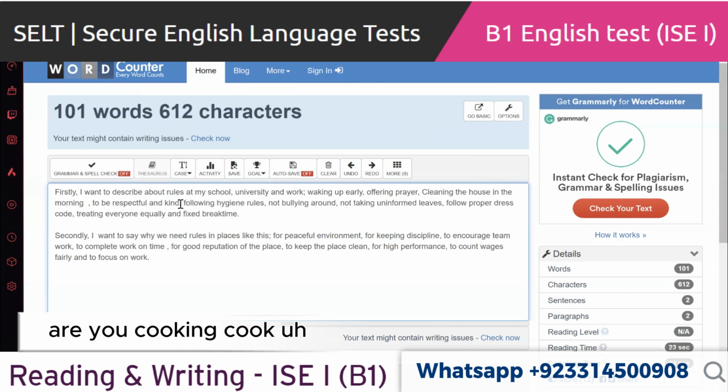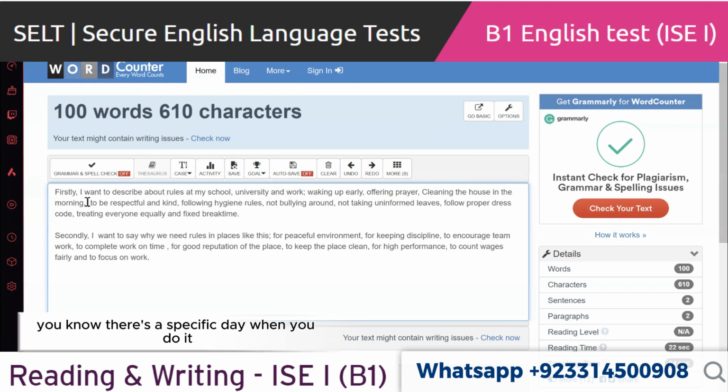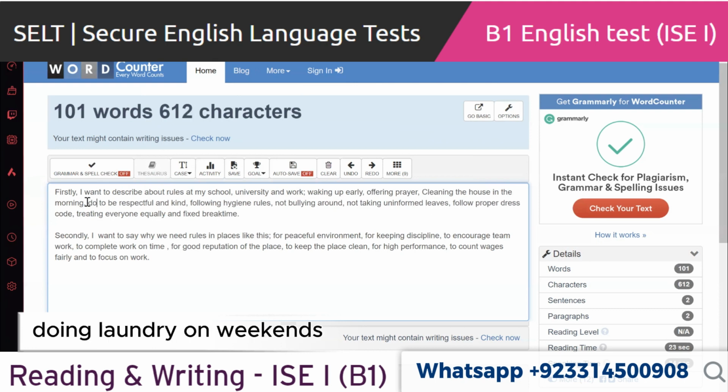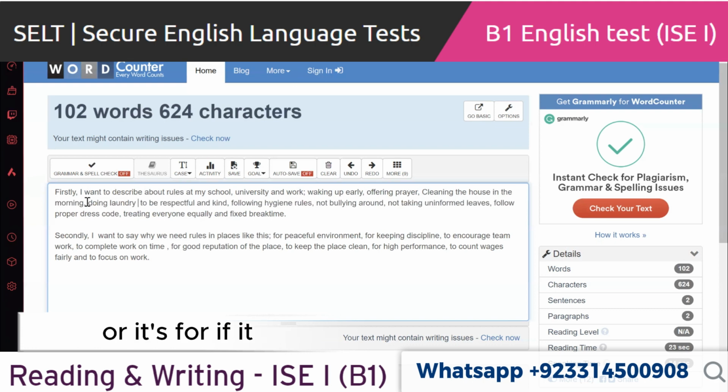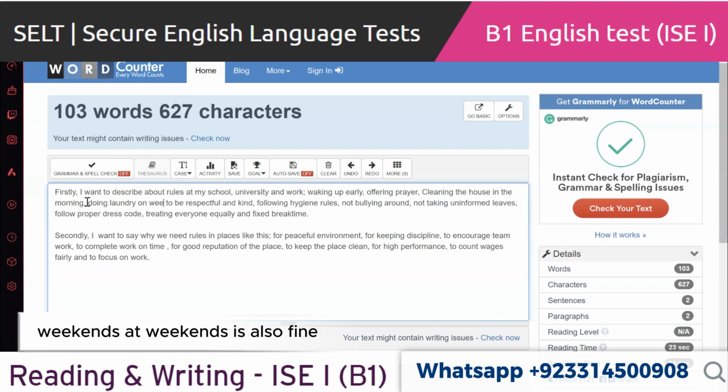Cooking, or making food. Washing clothes on Saturdays, you know, there's a specific day when you do it. So, doing laundry on weekends, or if it's for you, you can say doing laundry every other day or on alternate days, or doing laundry at weekends. At weekends is also fine. You can use that as well as a preposition. Okay, more.